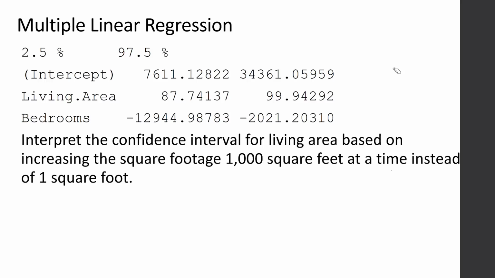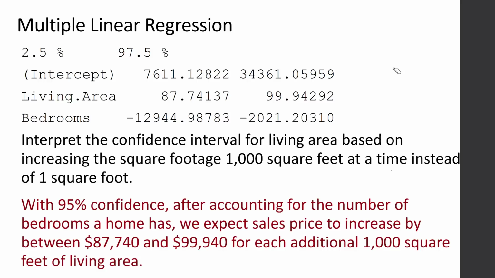It's going to be the same interpretation, except instead of increasing square footage by 1, we increase living area by 1,000. We just multiply that increase in the home price by 1,000. So it's the same interpretation we had previously. With 95% confidence, after accounting for the number of bedrooms a home has, we expect sales price to increase by between $87,740 and $99,940 for each additional 1,000 square feet of living area.